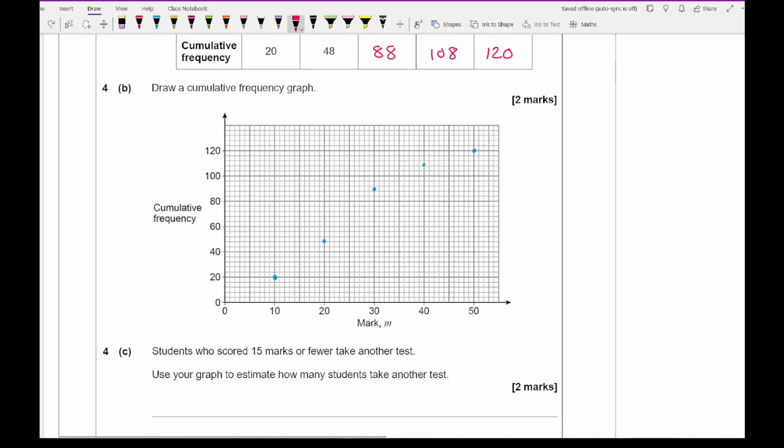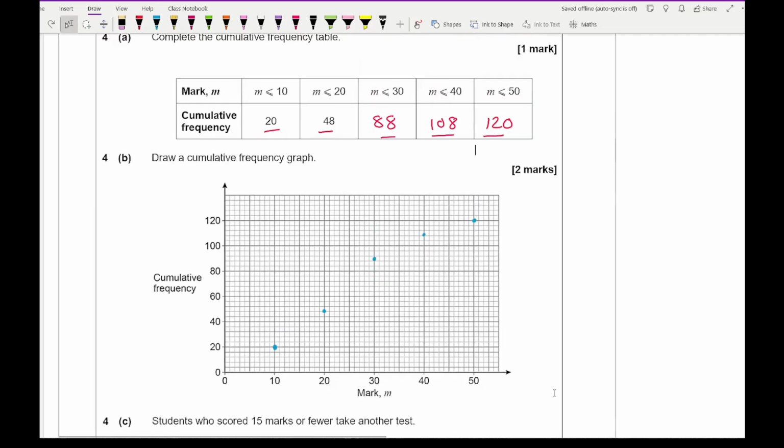It then says for B, draw the cumulative frequency graph. So as you can see, I've plotted each of these points against the upper bound of each of the groups, so at 10, 20, 30, 40, 50. So all that's left for me to then do is to carefully join these points up with a smooth curve. And again, you might just have to excuse me as this isn't the easiest to do on the computer, but I've got something that looks like this.